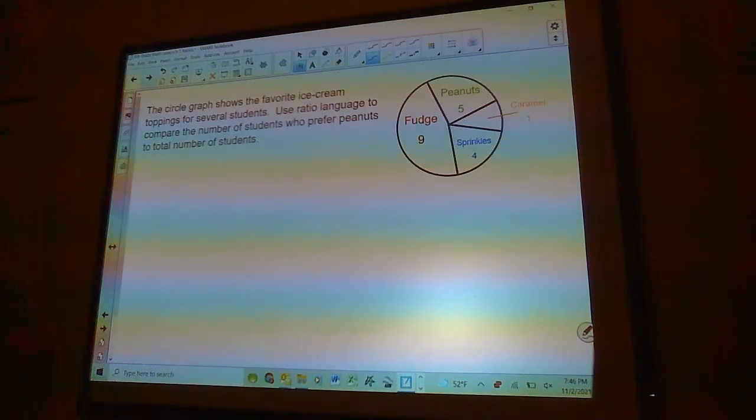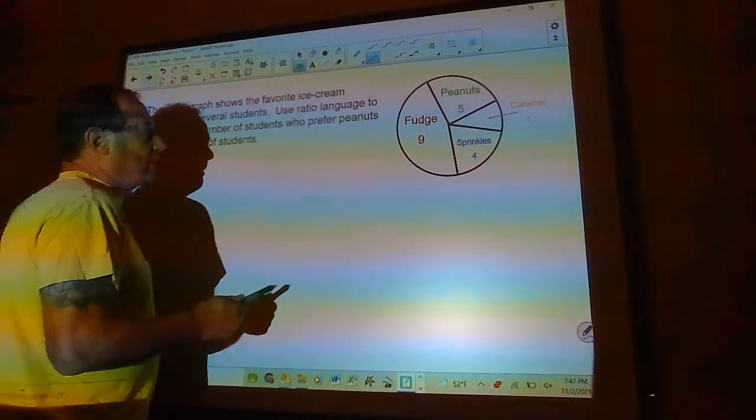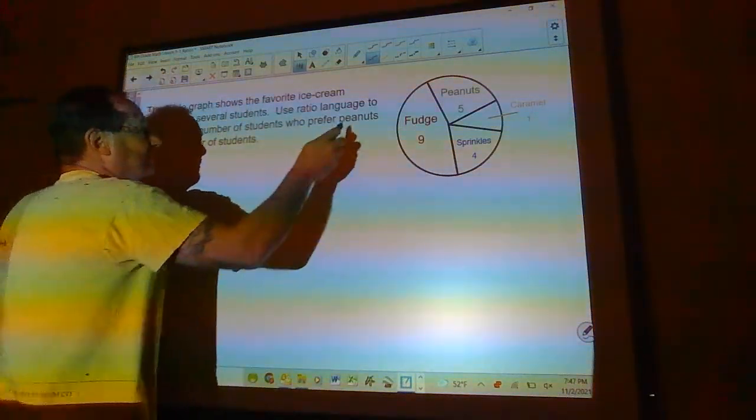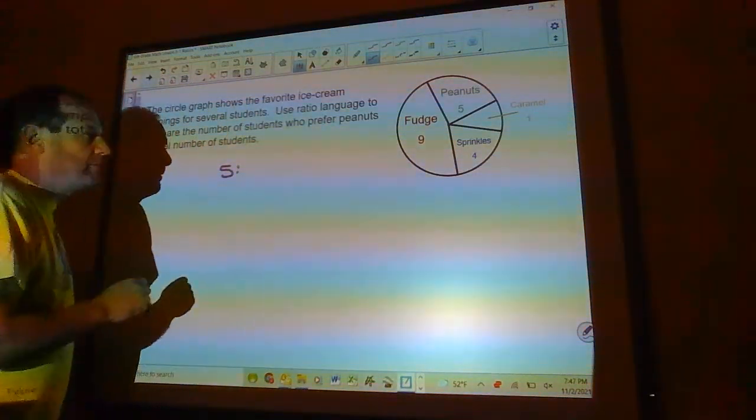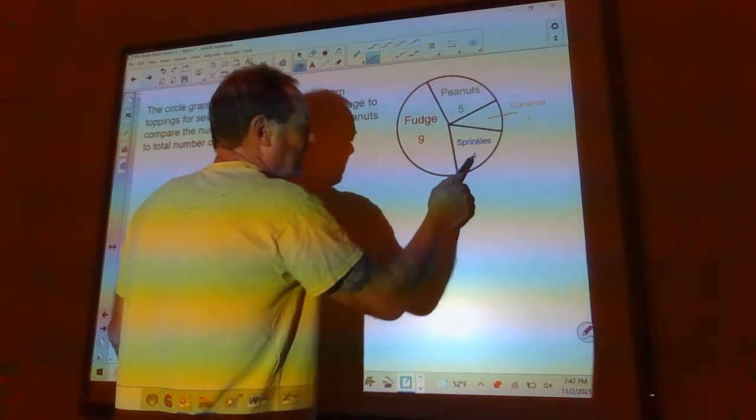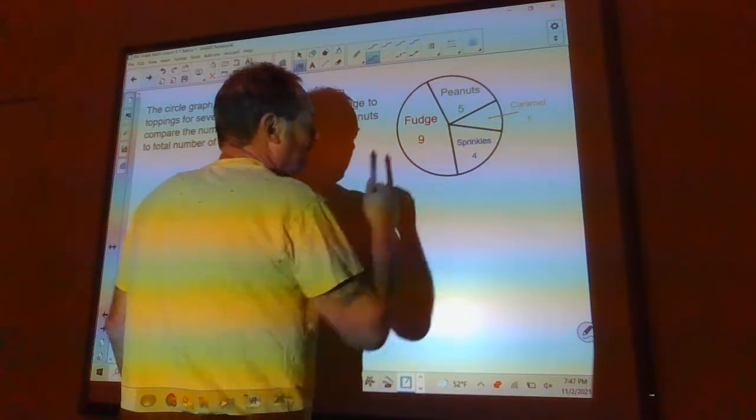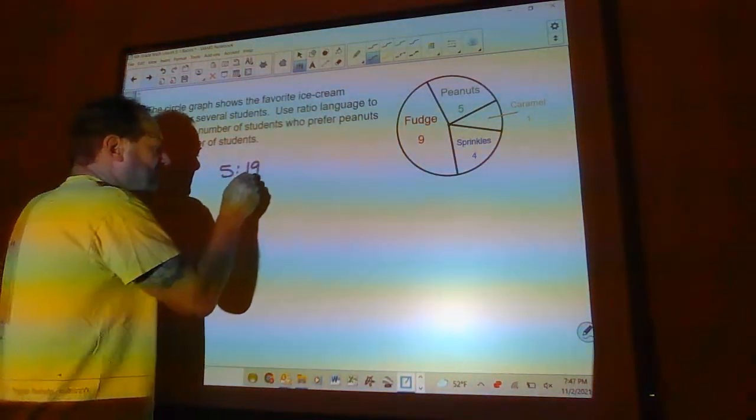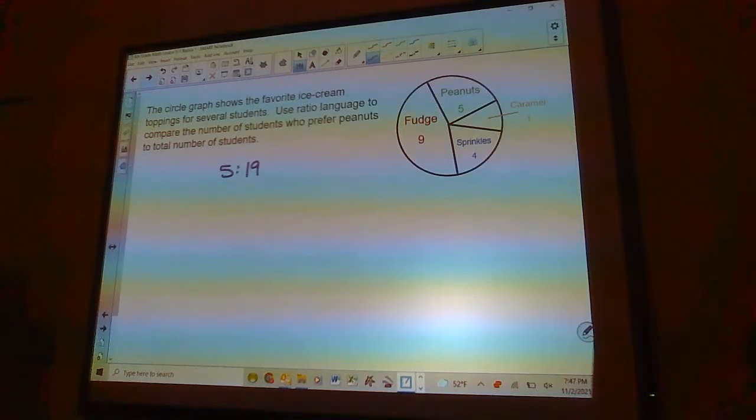The circle graph shows the favorite ice cream toppings for several students. Use ratio language to compare the number of students who prefer peanuts to the total number of students. We know how many like peanuts. That's easy, that's 5. But we have to figure out how many total students there are. So we take 9 plus 4 is 13, plus 1 is 14, plus 5 is 19. So this is 5 is to 19. So 5 out of every 19 students like peanuts.